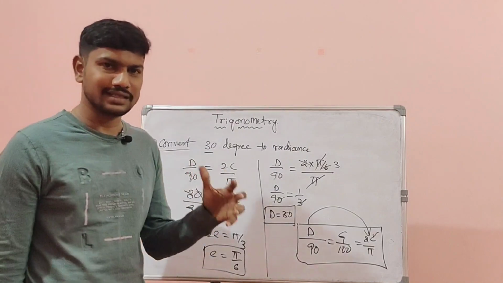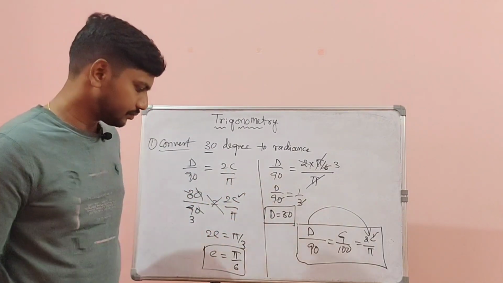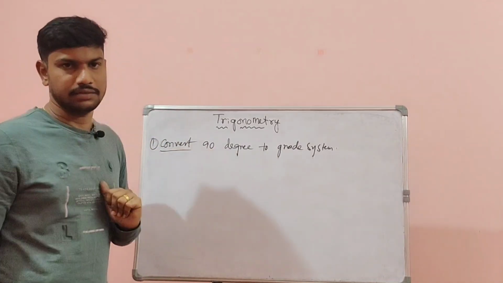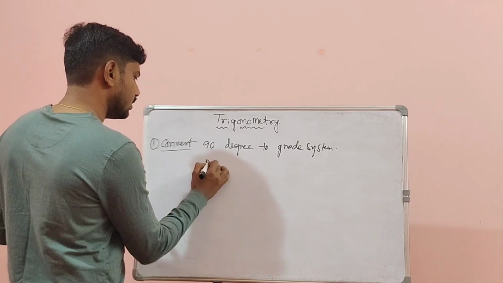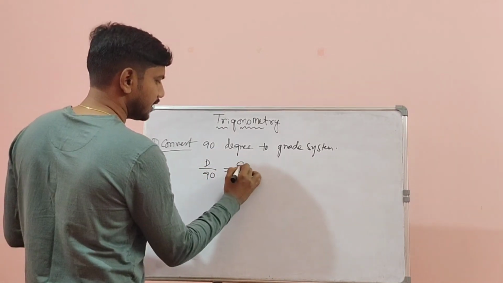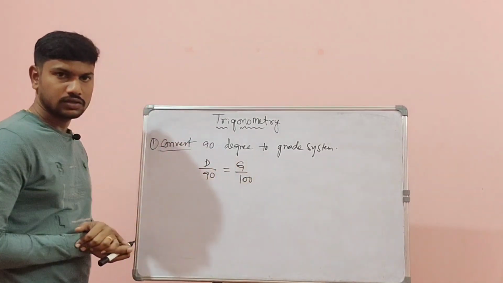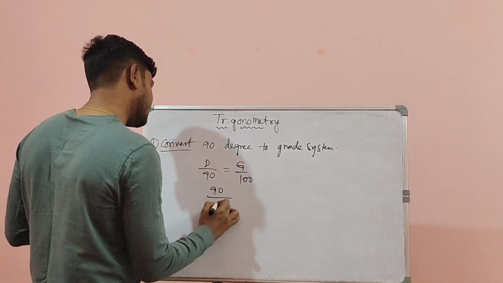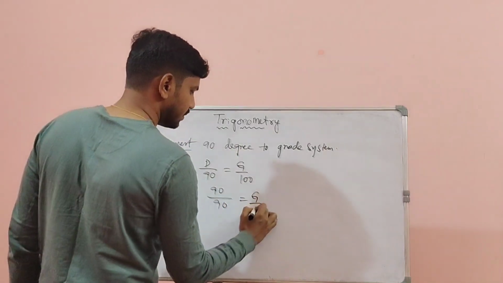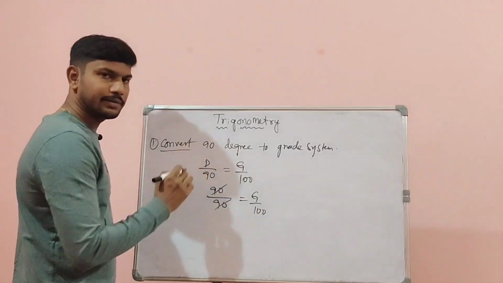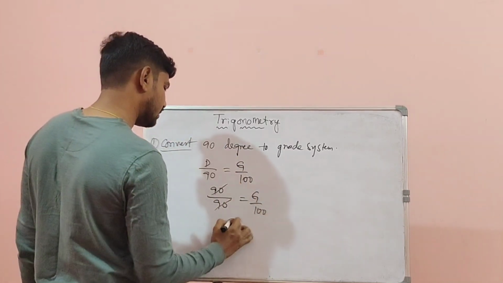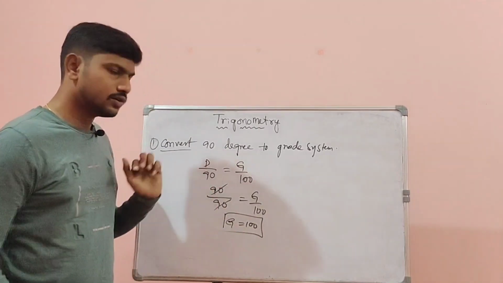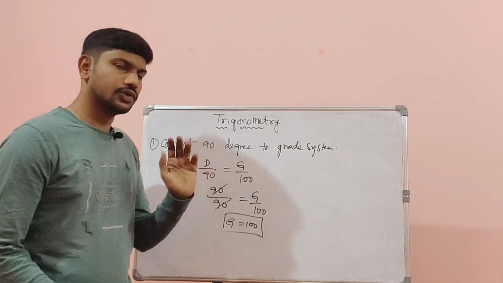We will look into some more examples to get better clarity. Now look into this example: convert 90 degrees into the grade system. We use the relation D by 90 is equal to G by 100. I replace D as 90, so 90 by 90 is equal to G by 100. The 90 cancels, so by cross multiplication, G is equal to 100 grades. So the relation is 100 grades is equal to 90 degrees, otherwise 90 degrees is equal to 100 grades.